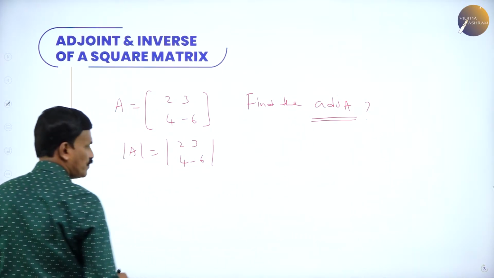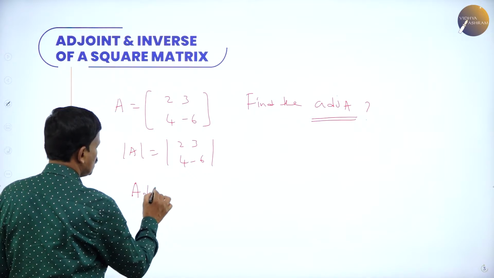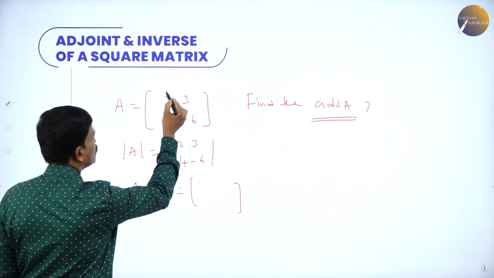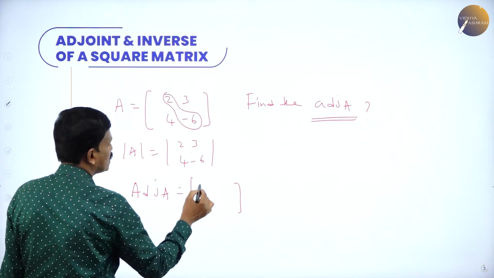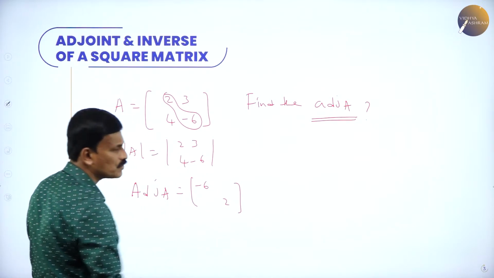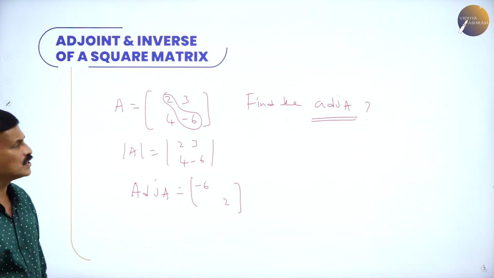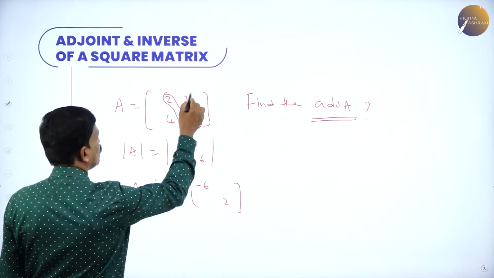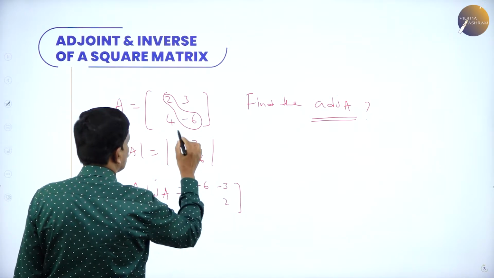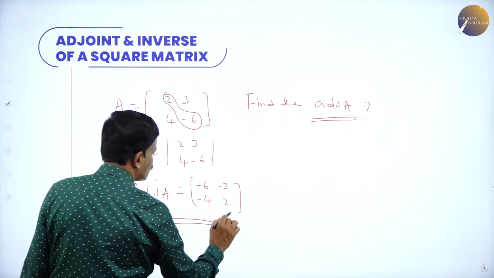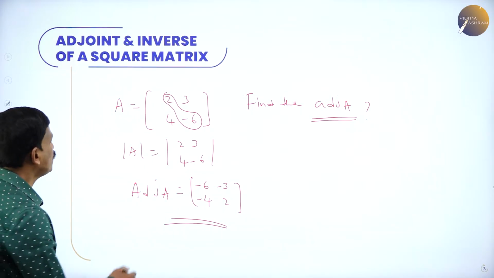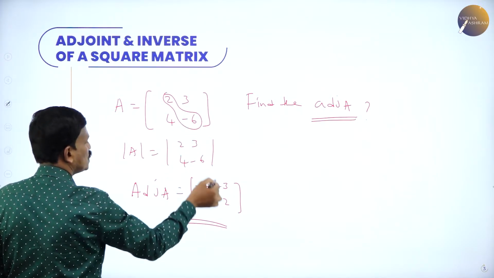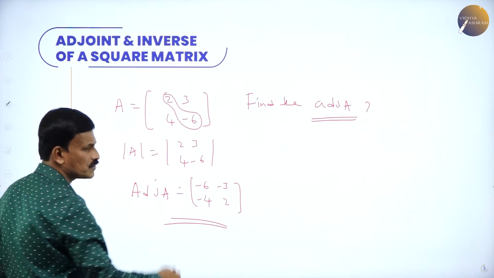So straight away, if it is a 1 mark question, you can write the adjoint. Adjoint of A is always equal to, interchange the diagonals. Interchange these two diagonal elements. So 2 minus 6 can be written as minus 6 and 2, interchanging the principal diagonal elements. And changing the signs for these two, plus 3 becomes minus 3 and 4 becomes minus 4. This is the adjoint. If you want, you can verify. So cofactor of 2 is minus 6, cofactor of 3 is minus 4, cofactor of 4 is minus 3 and cofactor of 6 is plus 2.